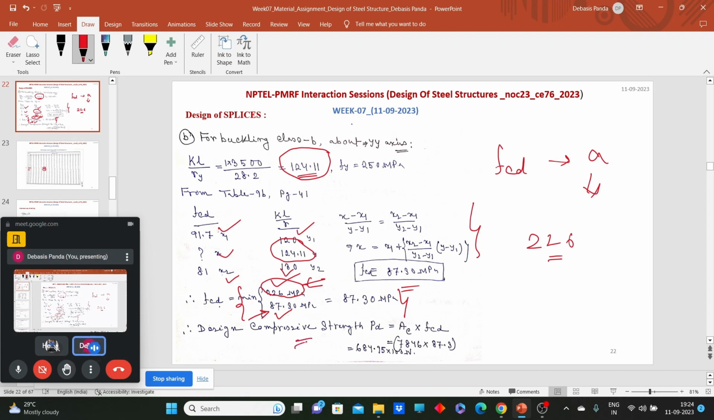Now you can calculate the design compressive strength as per clause 7.1.2. How can you calculate it? It is nothing but PD is equal to AC times FCD, that means the area we have found for the ISMB 400, and the value of FCD. So when we use that ISMB section as a channel section, this section can carry that amount of compressive load safely.